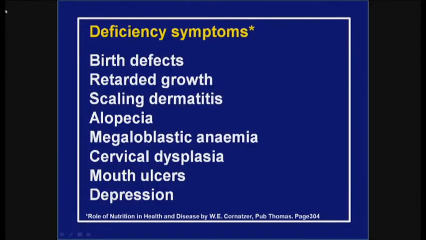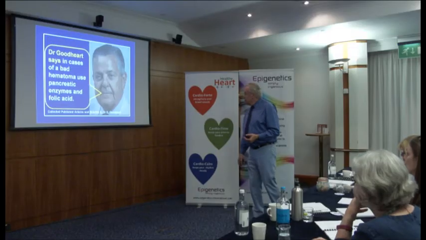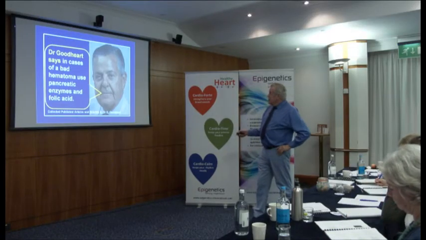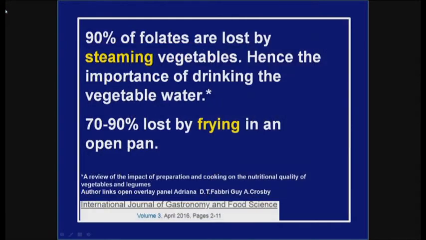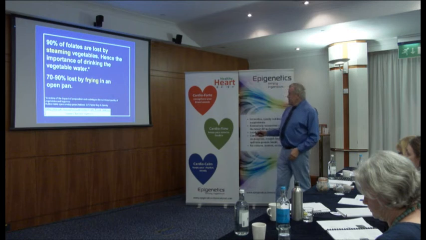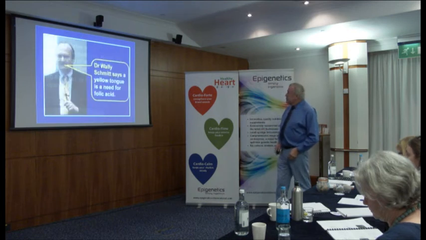Cervical dysplasia, we talked about, particularly post-pregnancy, mouth ulcers, in maybe 5%. And depression, of course, because it's involved with a lot of neurotransmitters. Dr. Goodhart says in cases of bad hematoma, that's bruising, use pancreatic enzymes and folic acid. 90% of folates are lost with steaming vegetables, hence the importance of drinking the vegetable water. So when you cook vegetables, you should always drink the water, make it into a nice gravy, etc. 70 to 90% are lost with frying in an open pan.